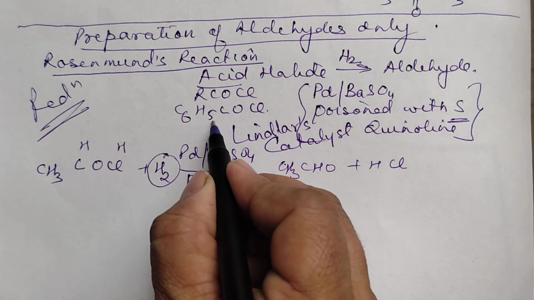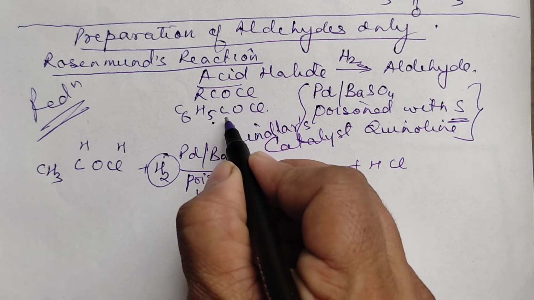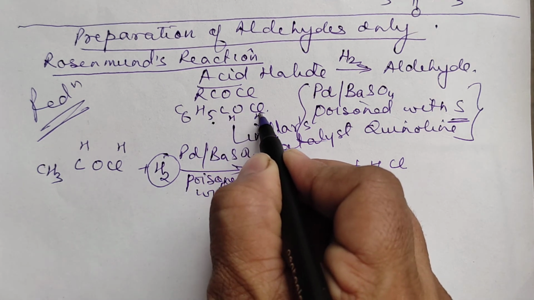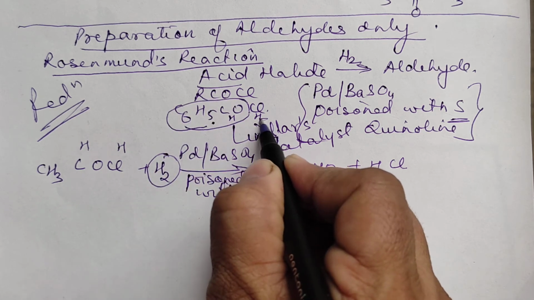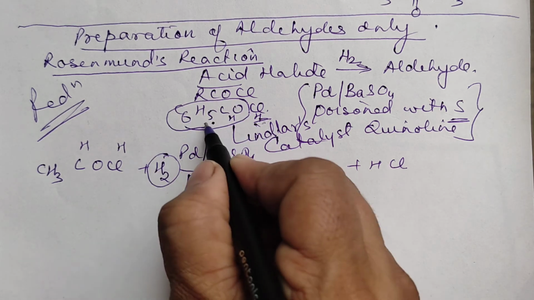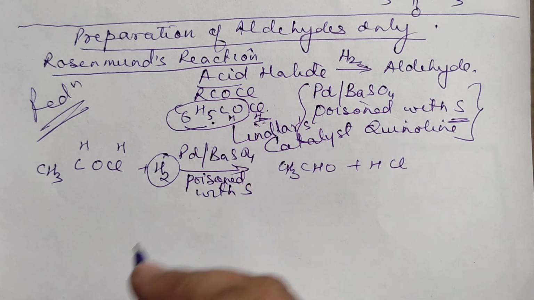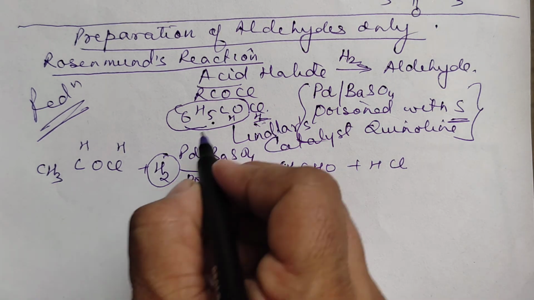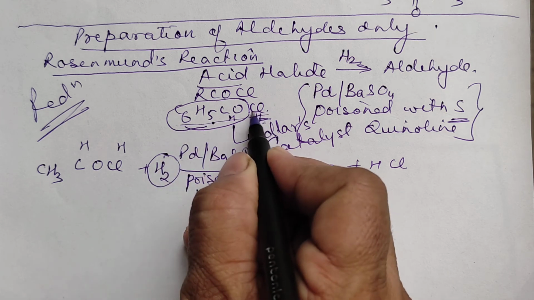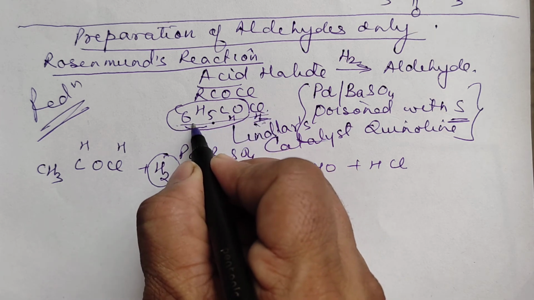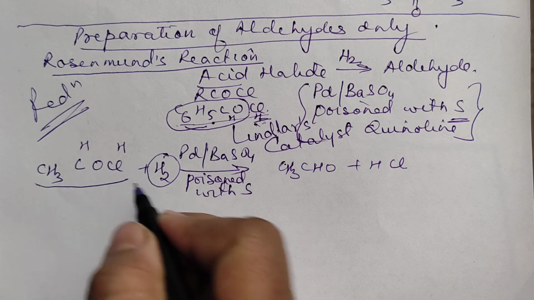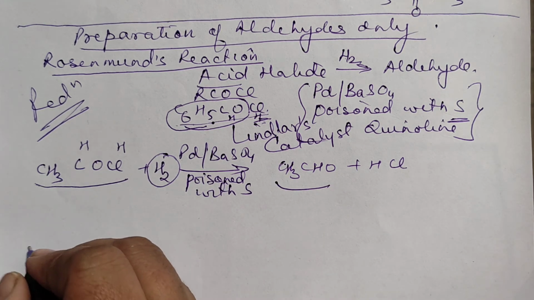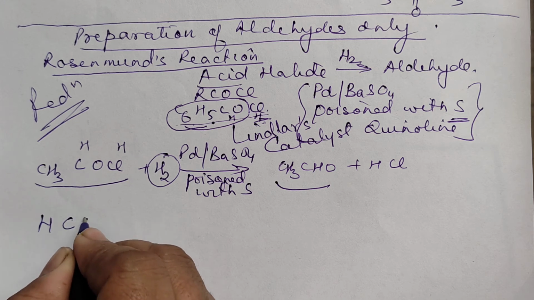So if I am writing with this, it's simple now. One H you'll write here, one H you write here. That means with this you are getting benzaldehyde and HCl. Benzaldehyde and HCl. Now suppose, what is this? This is benzoyl chloride. From benzoyl chloride you are getting benzaldehyde. This is acetyl chloride or ethanoyl chloride. You are getting acetaldehyde. Now what if I take HCOCl?